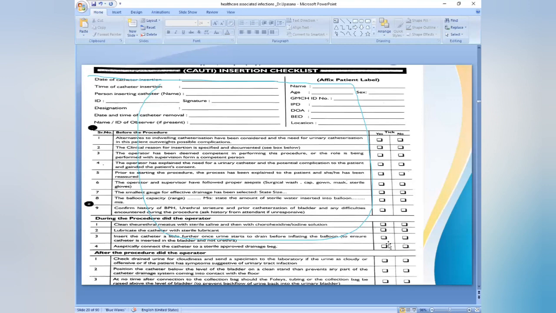During the procedure, again, this checklist has to be followed up. And after the procedure, so pre-analytical, analytical, and post-analytical, how we talk in NABL, in NABH. So these areas are very, very important to be demarcated, and this checklist has to be filled up either by the observer or somebody standing next to the person who is inserting the catheter.